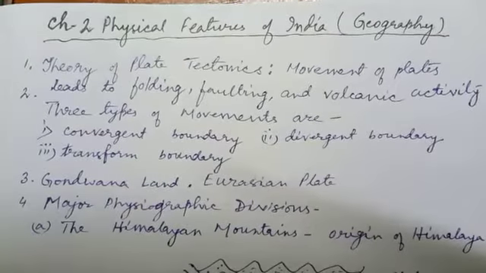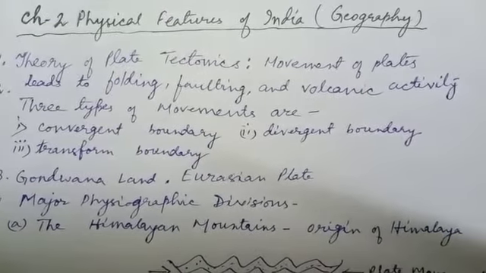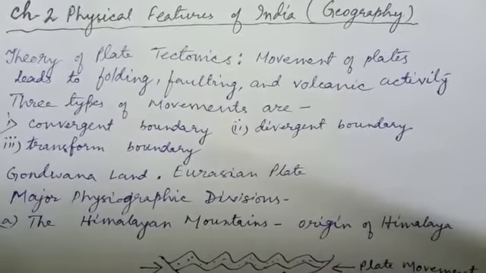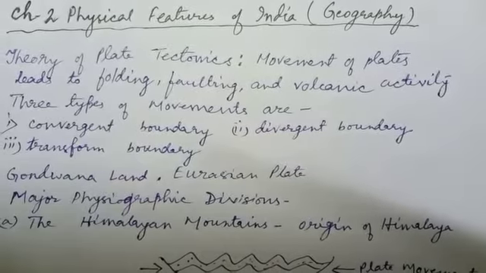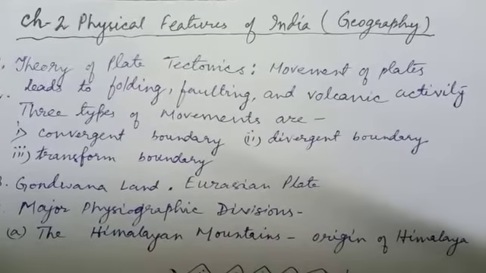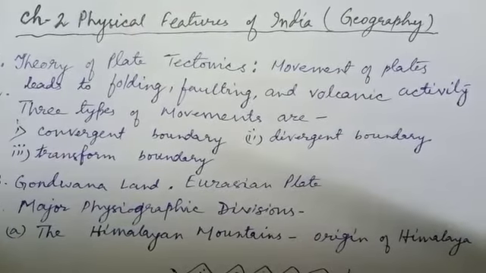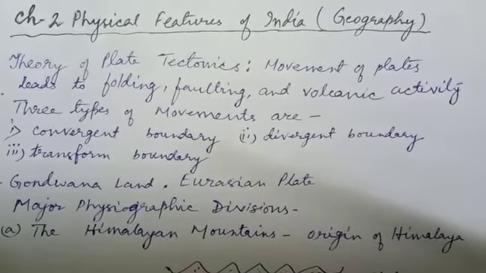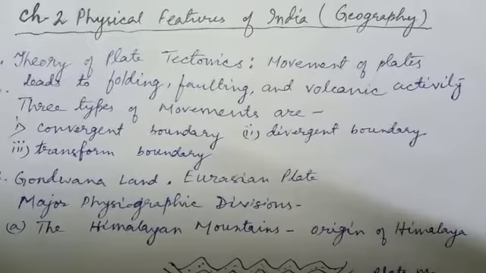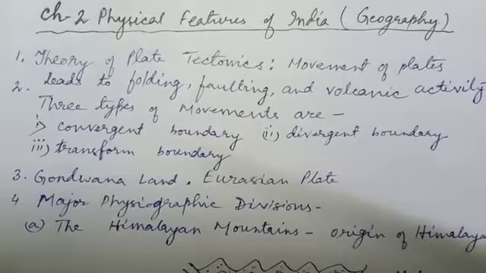According to this theory, the Earth's crust, or upper part of the Earth, is made up of seven major and some minor plates. Stresses within the plates and the continental rocks above resulted in the movement of the plates. The movement of plates leads to folding, faulting and volcanic activity. This movement of plates is divided into three types: first one convergent, second one divergent, and third one transform boundary.